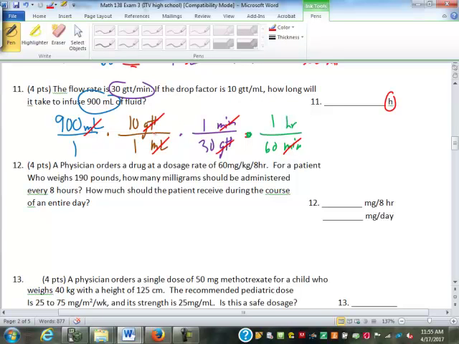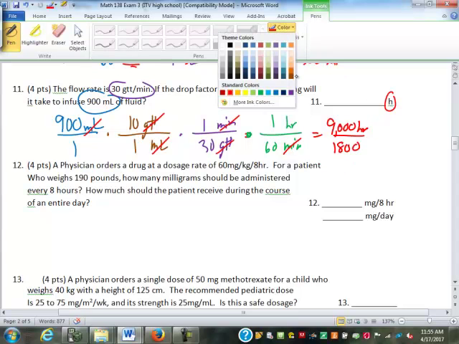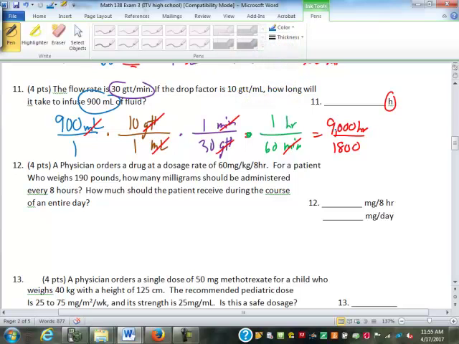So 900 times 10 times 1 times 1 hour is 9,000 hours on top. On bottom, 1 times 30 times 60 is 1,800. So now it's just a matter of converting that into a unit rate. Dividing the 9,000 by 1,800 is 5. So that'll take 5 hours.